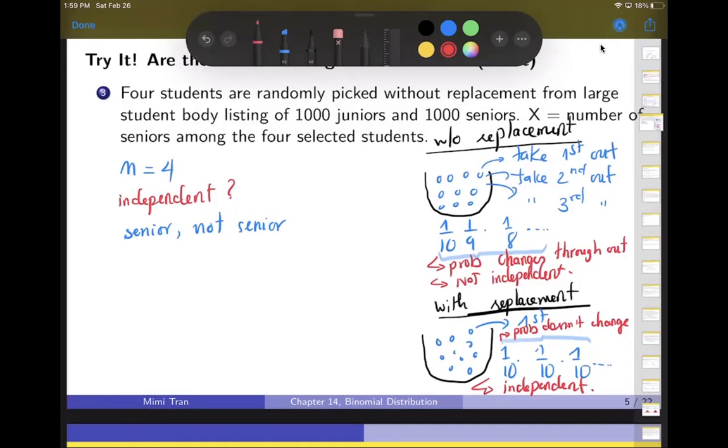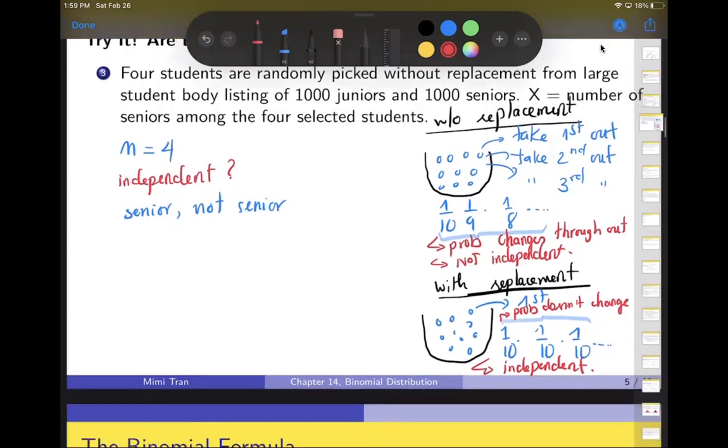Because you pick the first one out, and the first one will be a 1 out of 2,000 chance to select a student, right? But as soon as you take that student out, you only have 1,999 left, right? So 1 out of 1,999. So the probability for the second one changes. And it's the same thing with the third and the fourth, right? So it changes throughout. Therefore it is not independent. Nope, not independent, right? So we got a bad one there.